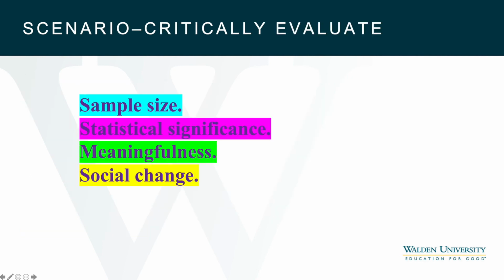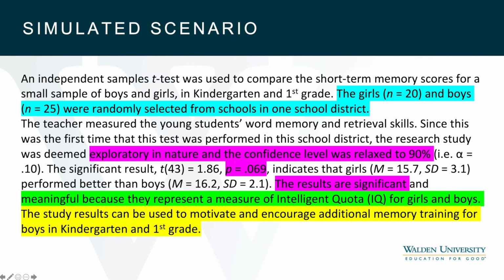My last color, the yellow color, relates to social change. And I want to point something out to you that oftentimes happens in these flawed research studies: these, let's call them flawed results, are now being used to drive social change. It looks like these researchers or researcher are motivating us to bring additional memory training to the boys in kindergarten and first grade. That is based on erroneous results, really. This was not really an exploratory study. And so you should really question the social change element of this scenario.